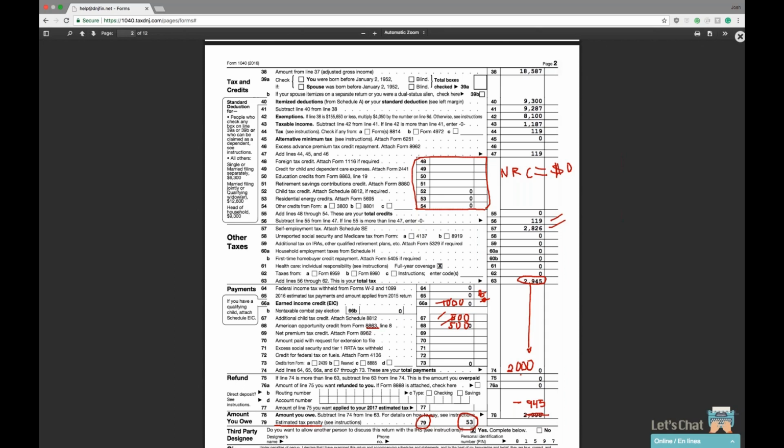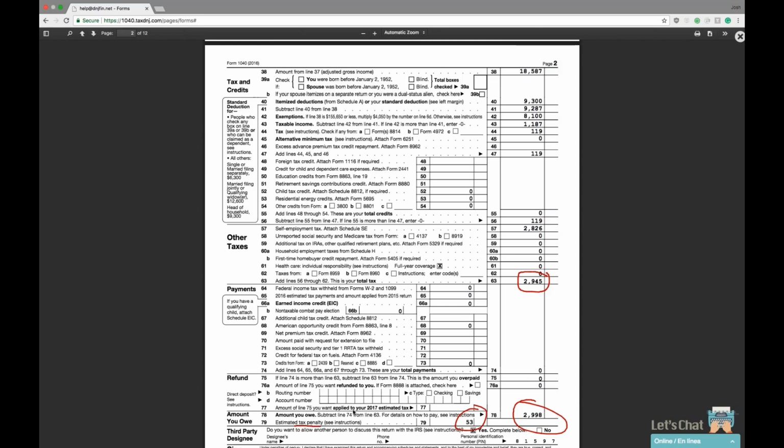Let me go back and explain this so it's less confusing to you. And you got to pay attention to all of the lines, right? Because if you look, this line doesn't equate or doesn't look like this line, right? And that's because you have $53 here as a penalty.